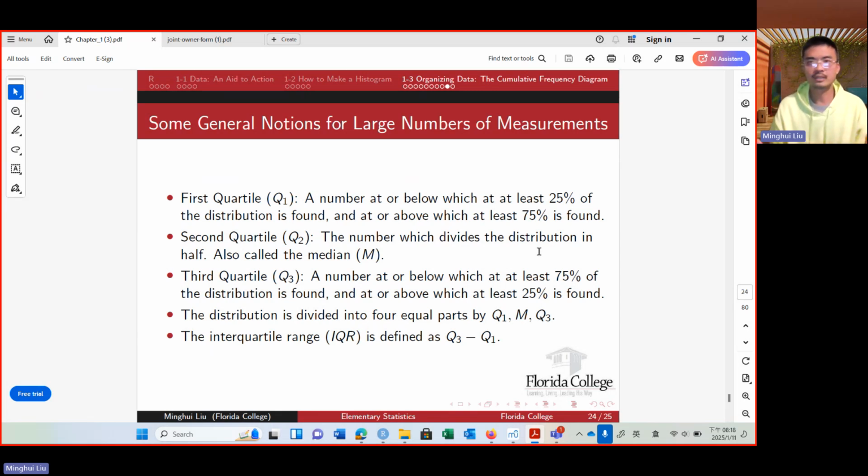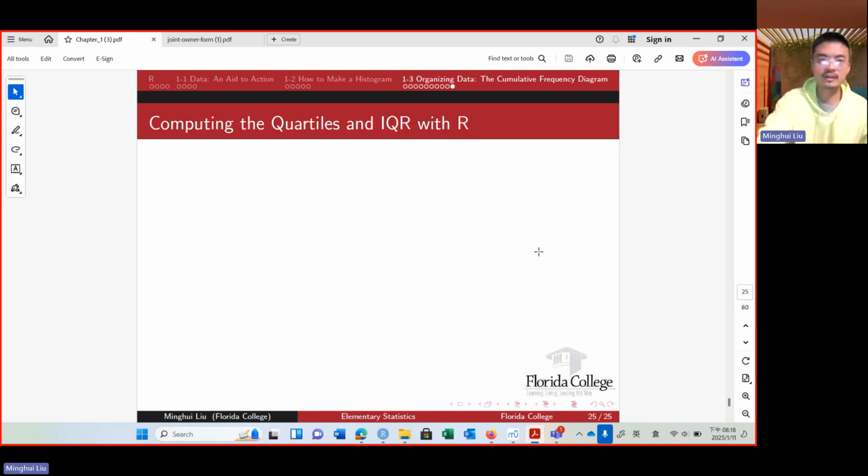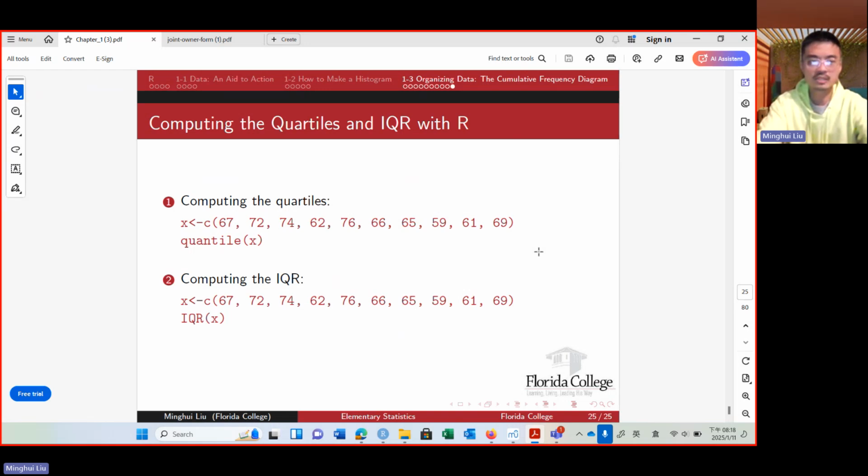For a set of points, if you have a large interquartile range, that means the data is more spread out. You have a larger distance between Q1 and Q3. If you have a very small interquartile range, IQR, that means your data is more condensed. And finally, let's look at how we do these things in R. Let's go to our R.